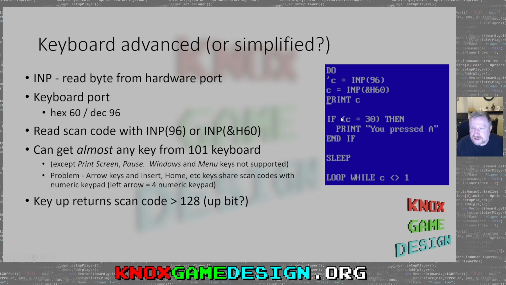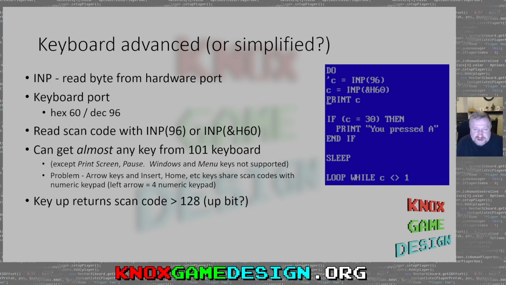So if the character equals, and in QBasic you only use a single equals sign, I know it looks like assignment, it's really hard to get back into using only a single equal to test equality, but that's how you do it in QBasic. So if it equals 30, then it says you pressed A. Then we're going to sleep, and while we haven't pressed the escape key, which is scan code 1, we're going to loop. But whenever the keyboard scan code equals 1, then it's going to stop looping.